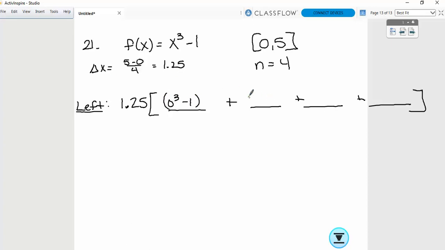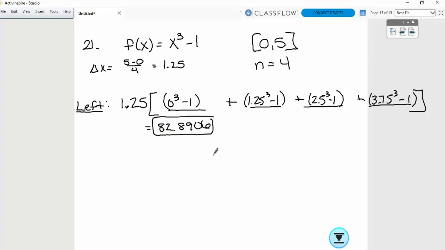So our first point for the left would be a 0. So you plug it in for your x. So that's 0 cubed minus 1. Then you add your change next to get the next point. So 1.25 cubed minus 1. Add 1.25, so you get 2.5 cubed minus 1. Add 1.25, so 3.75 cubed minus 1. And then if you plug that in, you get that answer. Can you tell right now if this would be an over or an under?